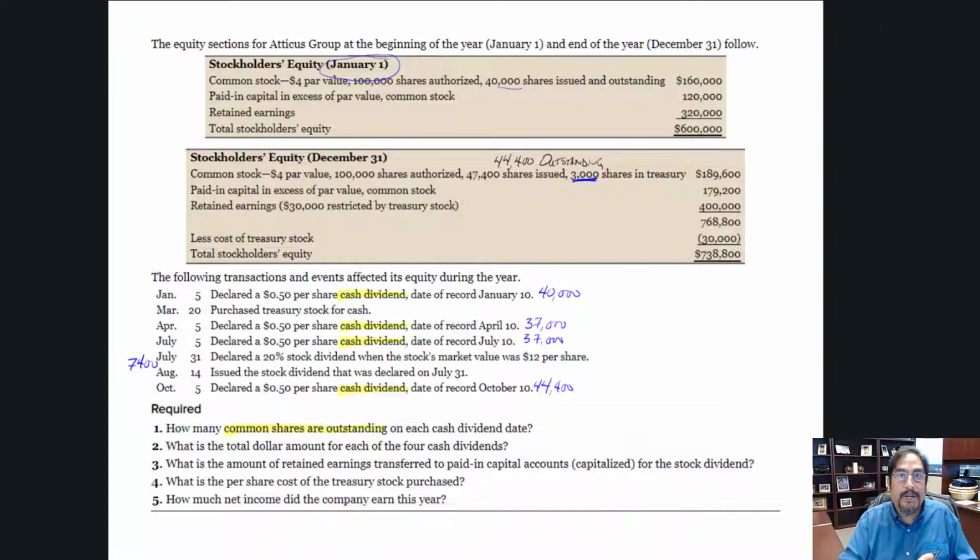Okay, how many common shares outstanding at each dividend date? 40, 37, 37, and 44,400. Next, what is the total dollar amount for each of the 4 cash dividends? Kind of knew they might ask us that because they had asked us for the shares outstanding.